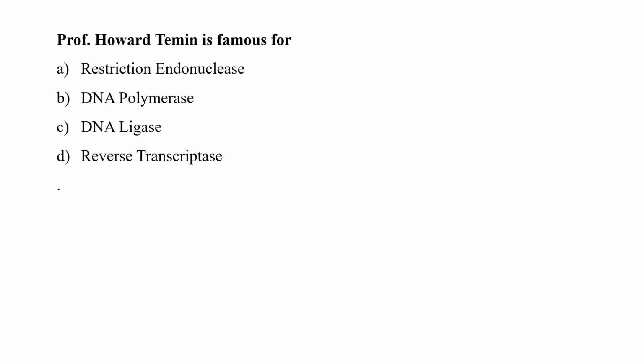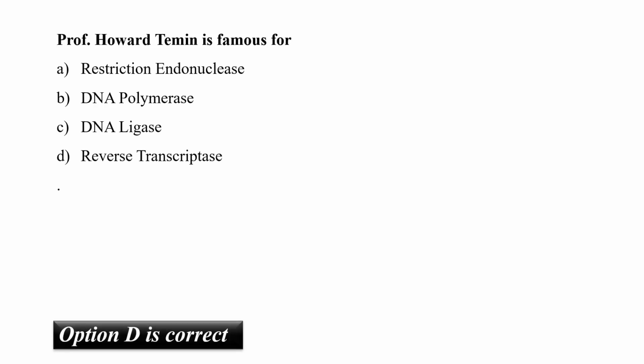Professor Howard Temin is famous for restriction endonucleases, DNA polymerases, DNA ligases, or reverse transcriptases. Professor Howard Temin was a cancer researcher who won the Nobel Prize for his role in discovering reverse transcriptase along with Baltimore. Restriction endonuclease was discovered by Arber, DNA polymerase was discovered by Kornberg, while DNA ligase was discovered by Martin Gellert. So option D is the correct answer.